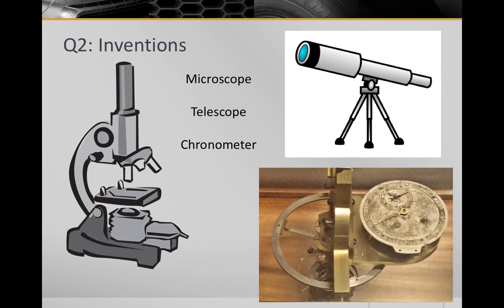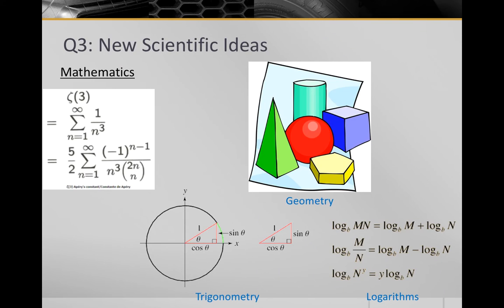So these 3 inventions were going to be very helpful in this time period, both with the scientific revolution and also the age of exploration, which we'll talk about later on in section 4. So that takes us to looking at what were some of these new scientific ideas that came about during this time period. So what I've done is broken it into different categories that we'll talk about. The first category we're going to talk about is mathematics.